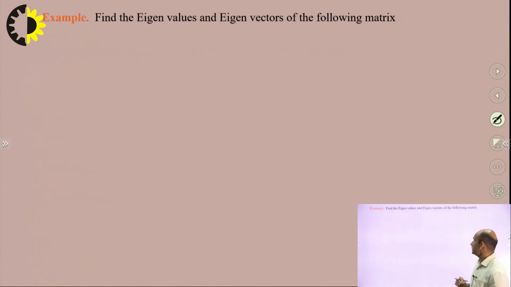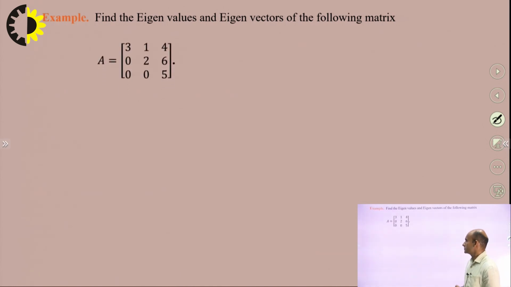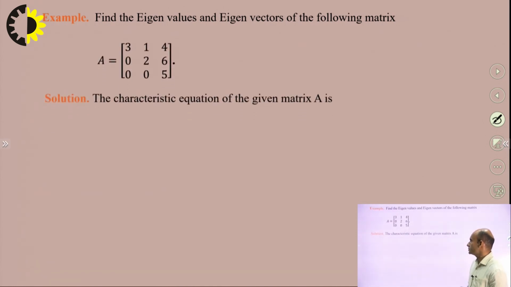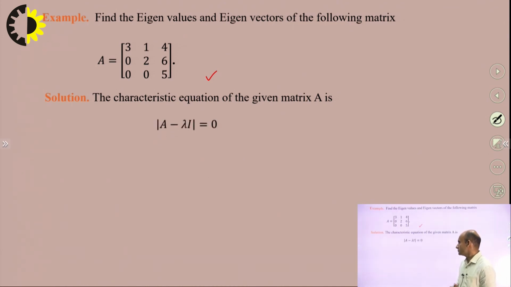Now come to the other example, which is an example of a matrix of order 3. In this example, we are seeing an upper triangular matrix. As we know, the eigenvalues of an upper triangular matrix are the entries of the principal diagonal. So the eigenvalues will be 3, 2 and 5 here, but we have to solve in a process.